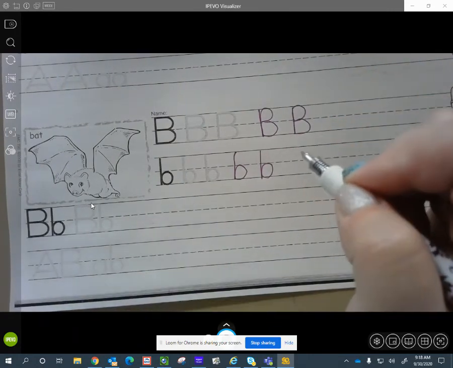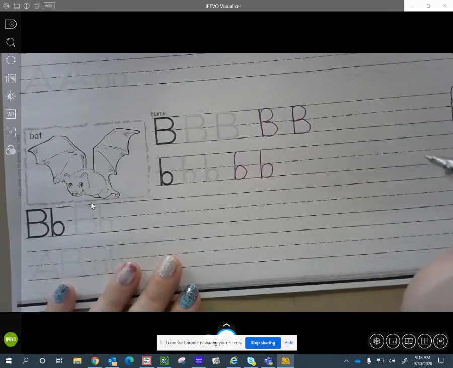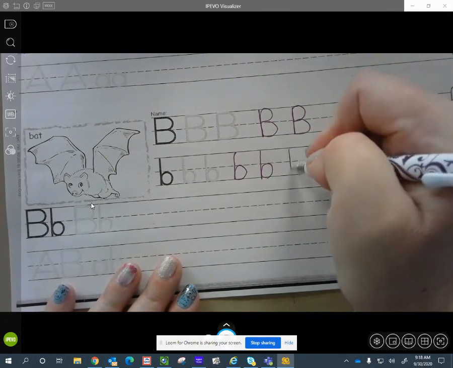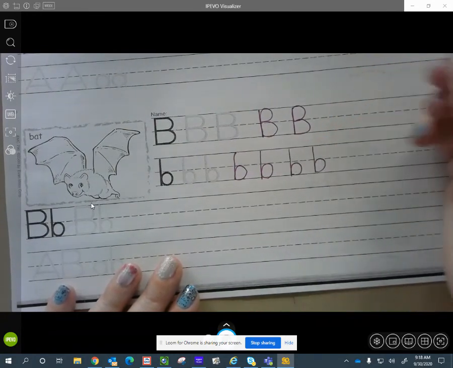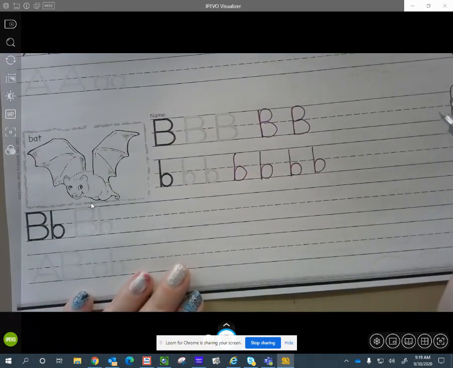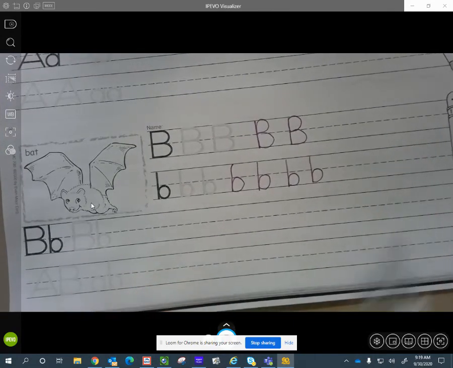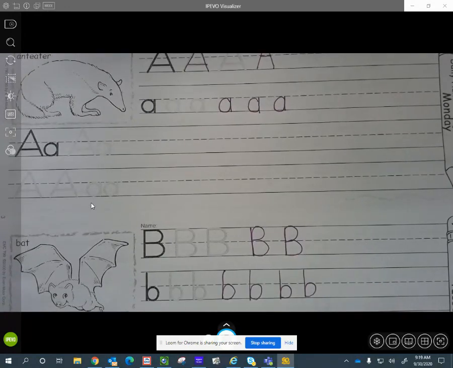And you know, sometimes it's hard to tell the difference between B and D. So have you guys ever seen a baseball bat and a baseball? I like to say bat, ball, bat, ball. You do the bat first and then the ball. I can show you what a baseball and a baseball bat looks like in a minute, okay? So today we're just practicing capital and lowercase a and capital and lowercase b.